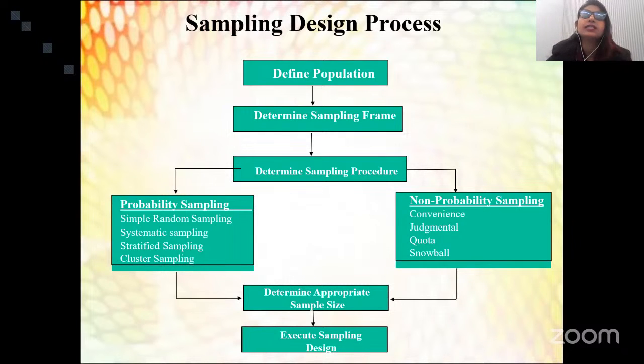After determining your sampling technique, the next question is you have to determine the sample size: how much sample you are going to take for your study. You have this number of population with you, so out of that population, how much sample can you take? You have to take a sample which can represent your entire population. Then, when you have decided your sampling technique and your sample size, the next step is you have to execute your sampling design.